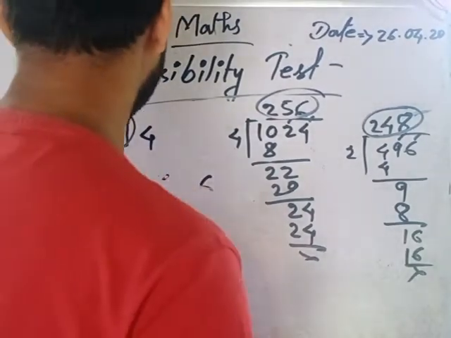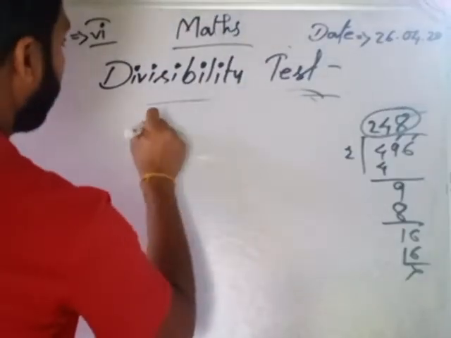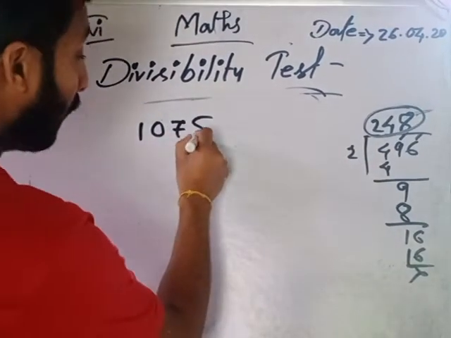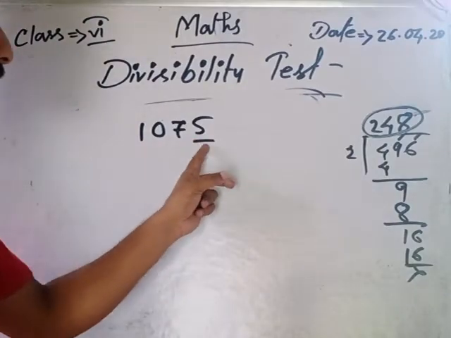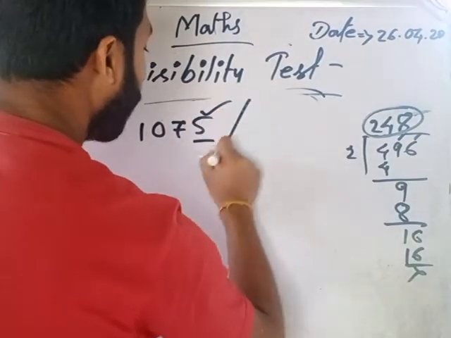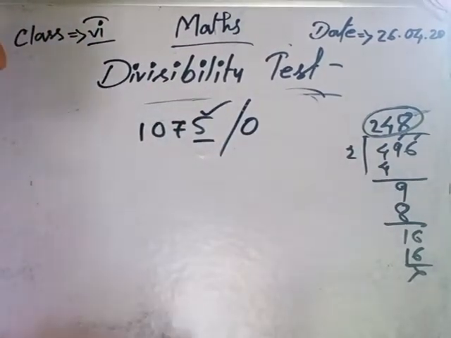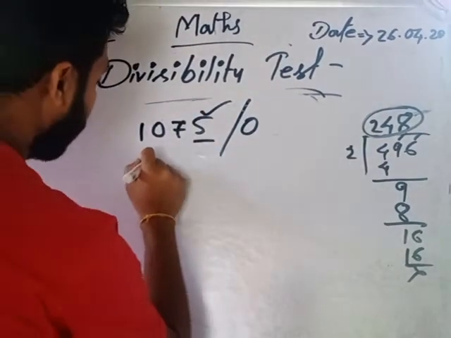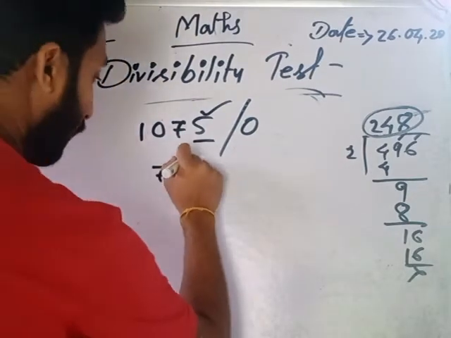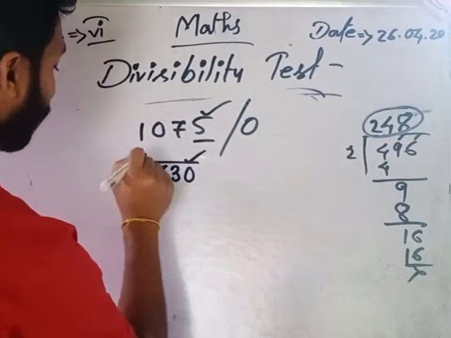Okay, after that we should go to the next, 5. If the digit at the ones place, or the last digit, or the extreme right digit, is 5 or 0, then the number can be divided by, or is divisible by, 5. Suppose like this, 730. If the last digit is 0, that means this number is divisible by 5.